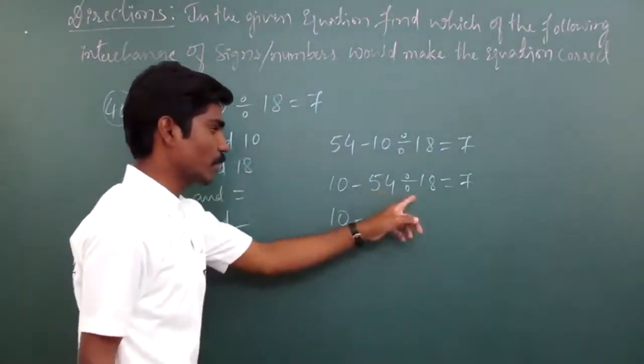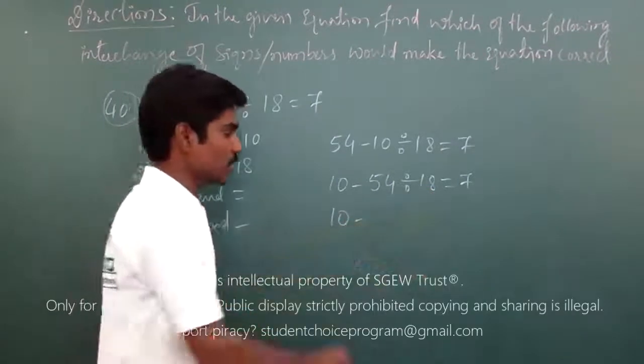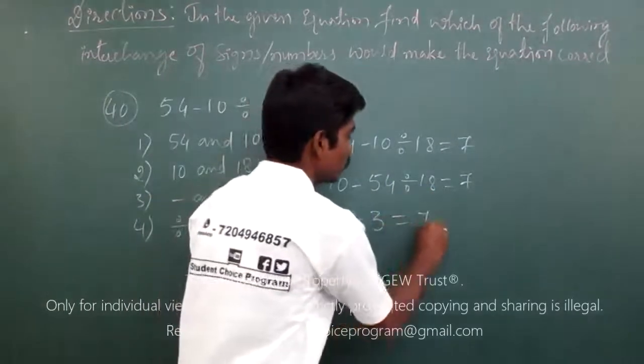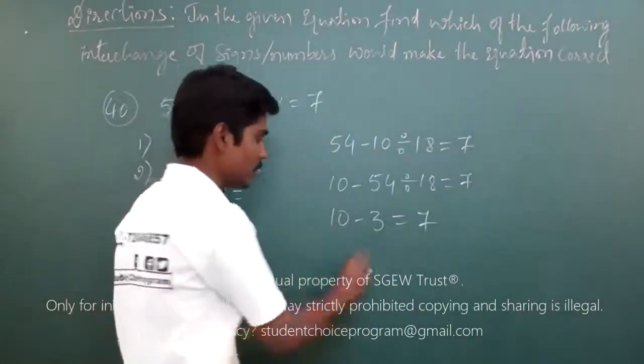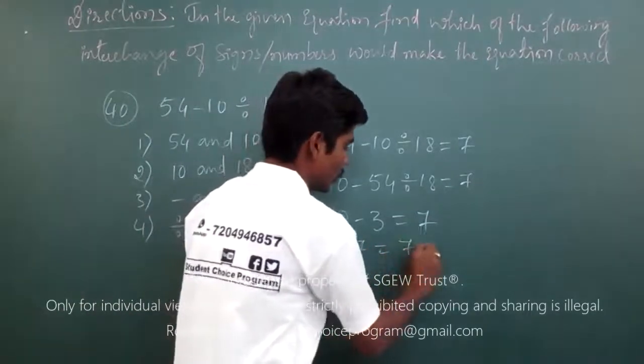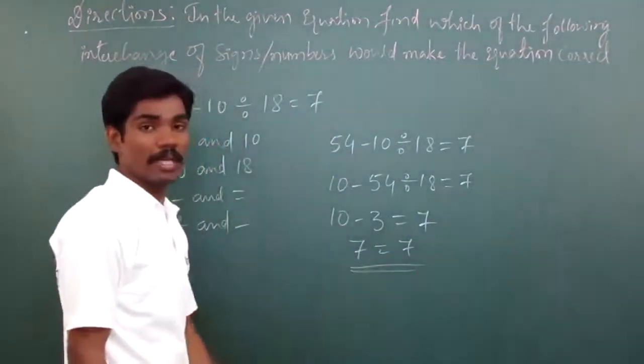Now 54 divided by 18. What is 54 divided by 18? Of course it is 3 is equal to 7. Now what is 10 minus 3? 10 minus 3 is 7. 7 is equal to 7. See, look at friends. The first option itself is making the equation meaningful.